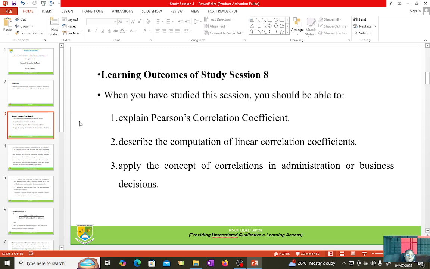At the end of this lecture, you should be able to explain the Pearson's correlation coefficient, describe the computation of the linear correlation coefficient, and apply the concept of correlations in administration and business decisions.